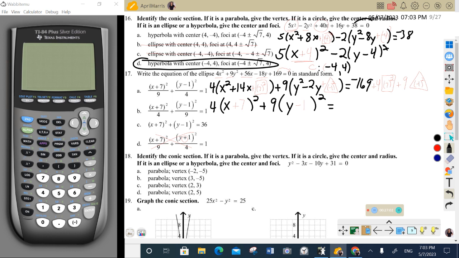I also know that C is not the answer because it's not equal to 1, so bye, Felicia. Okay, so now we just got to calculate the right-hand side and then divide everything by that. So I got negative 169 plus 4 times 49 plus 9 times 1, which is just 9. I got positive 36. So I'm going to divide everything by 36.